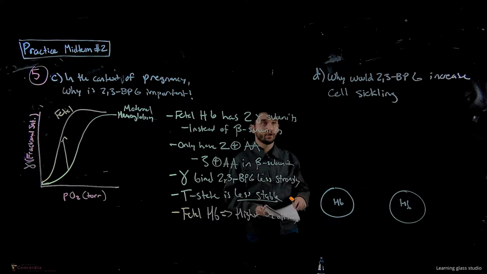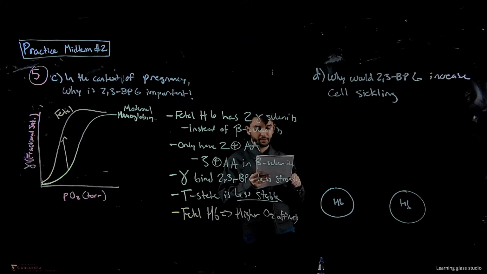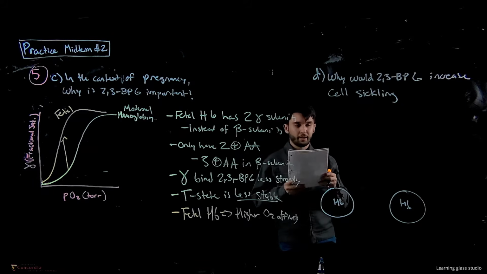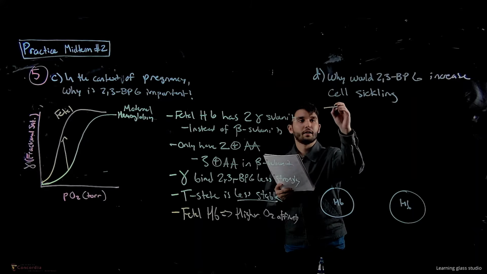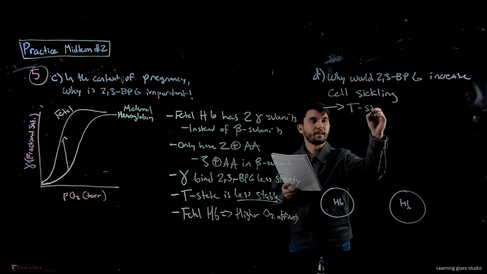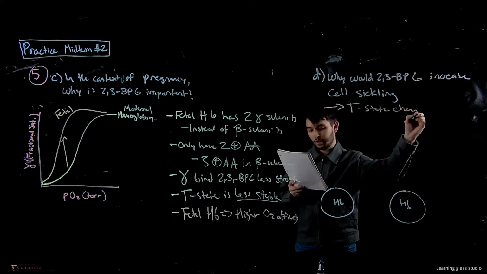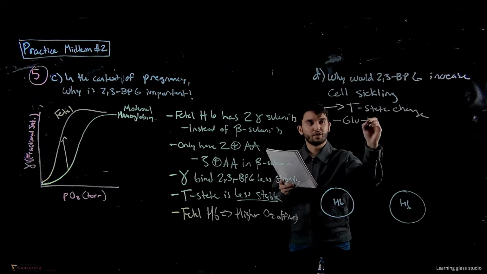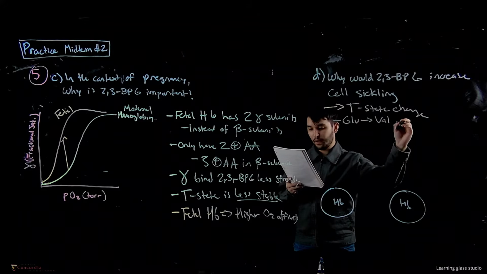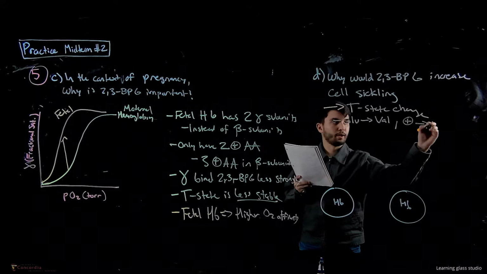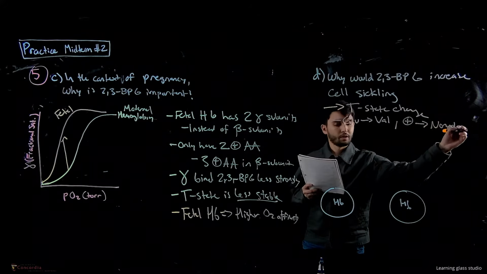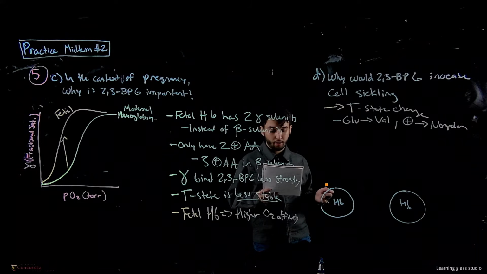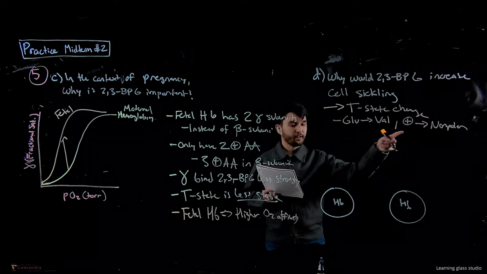So why would 2,3-BPG increase cell sickling in sickle cell anemia patients? So sickle cell anemia, this is a T state change. Specifically, this is a glutamate turning into a valine. So a negative charge turning into a nonpolar residue. Okay? So because of this, this is a nonpolar residue.